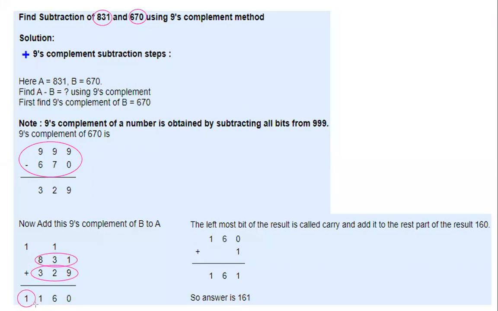Check if there is a carry. If there is a carry, what you have to do? You have to add it to the result. So 160 plus 1 will be 161. The only difference in the 9's complement method is that if you have a carry, you will add the carry. In the 10's complement method, you will ignore the carry. That is the only difference in both the methods. So next we'll take 10's complement.